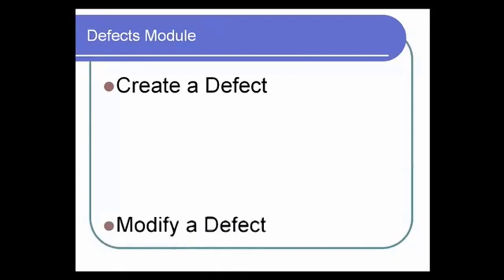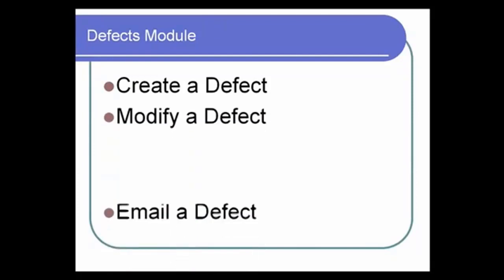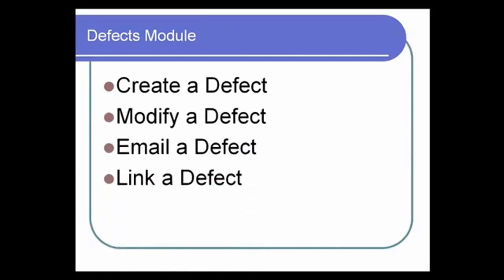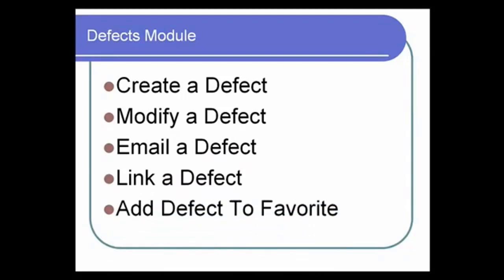The various functionalities that can be done in a defects module are: create a defect, modify a defect, email a defect, link a defect, add defect to favorites. Let's look at them one at a time.